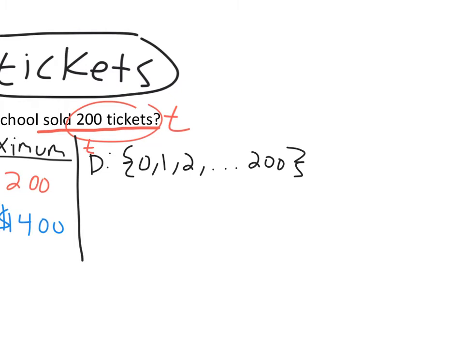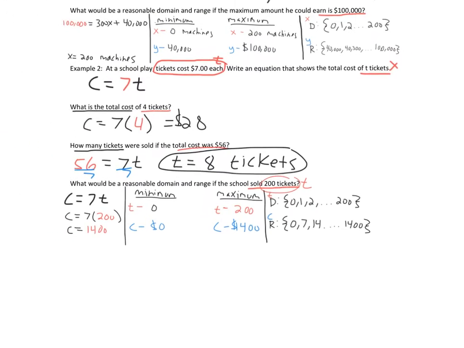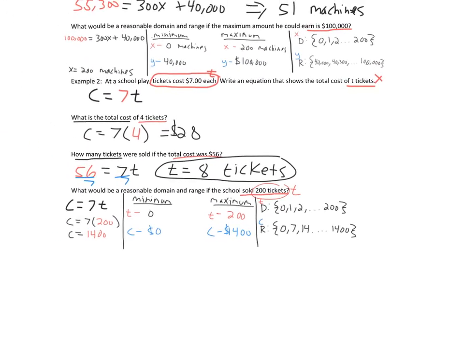And then the range, remember that is the C. We have to find a couple of values here. 0, and then if you sell 1 ticket, that'll be 7. If you sell 2 tickets, that'll be 14. And then dot, dot, dot, all the way up to 1400. So I'm just taking all those domain numbers and multiplying them by 7 to get that range. All right, so there is your last problem there. I hope this helps.